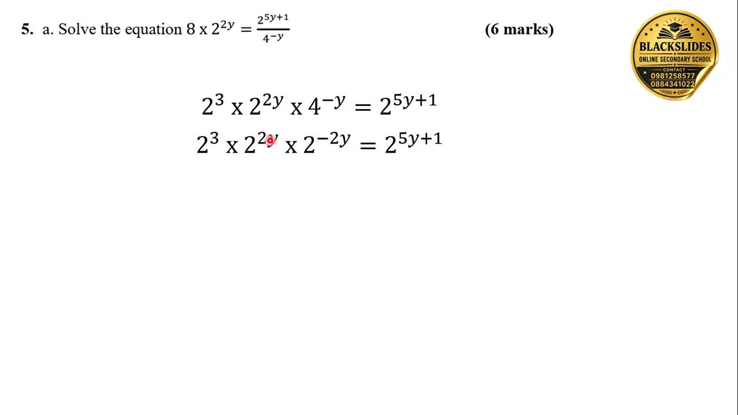Remember that one of the rules of indices says that when you multiply numbers that have the same base, you simply add their powers. So here we shall add 3, 2y and minus 2y. Adding 2y and minus 2y gives us 0. And remember, any number to the power 0 is equal to 1. So the whole of this side will give us 2 to the 3 remaining.